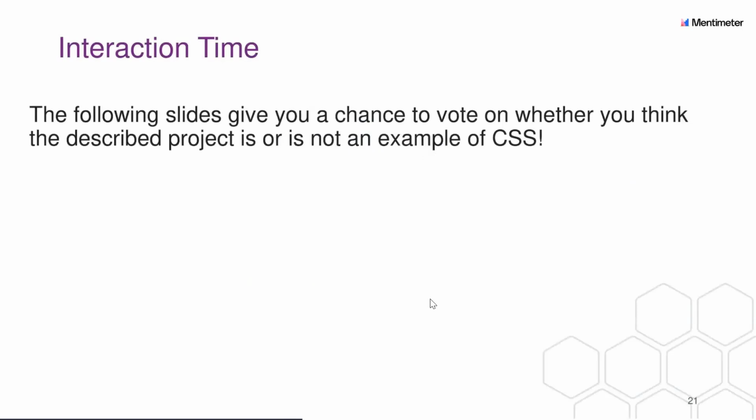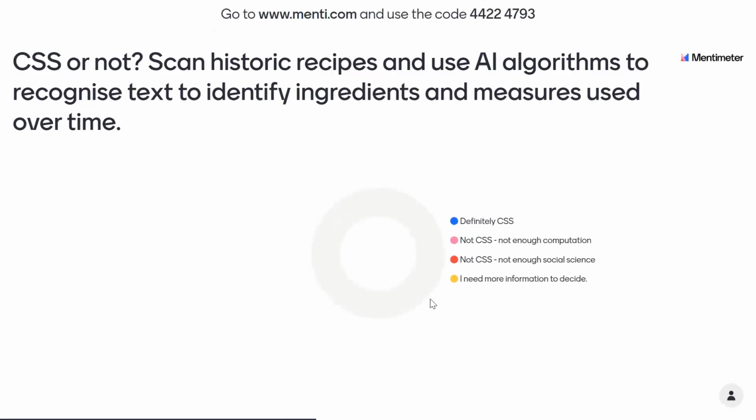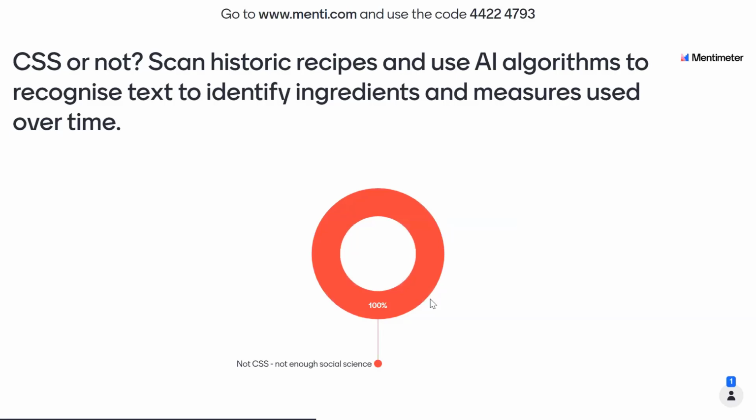So now, I gave it away a bit too early, but now is time for interaction. In Mentimeter, and there's the code and the link again, you have to decide: is this a computational social science project or not? If I wanted to scan historic recipes and use AI algorithms to recognize the text and identify the ingredients and measures used over time. We've got one answer so far saying it's not CSS enough. It's not enough social science.